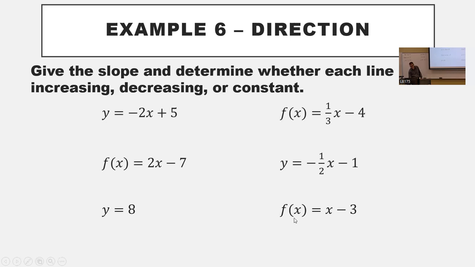I'm going to look at the sixth line first. The f of x equals x minus 3. That can be increasing or decreasing? Increasing. Because the implied coefficient of x is 1. That's a positive 1 coefficient for x, so that's increasing. And here's the weird one. y equals 8. Constant. That's the constant. y equals a number.